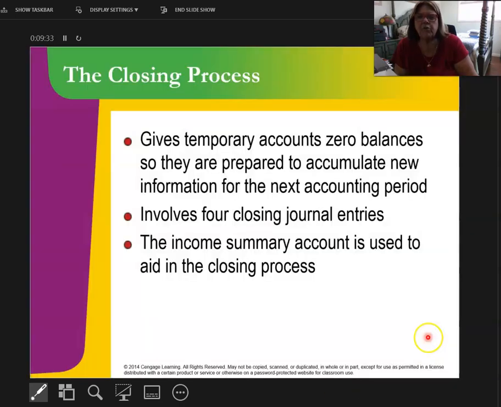So closing entries are done at the end of each period. There are only 4 of them. They are always the same no matter what. The only thing that really changes is the dollar amount on them. Okay? So what we do is we zero out what we call temporary accounts.